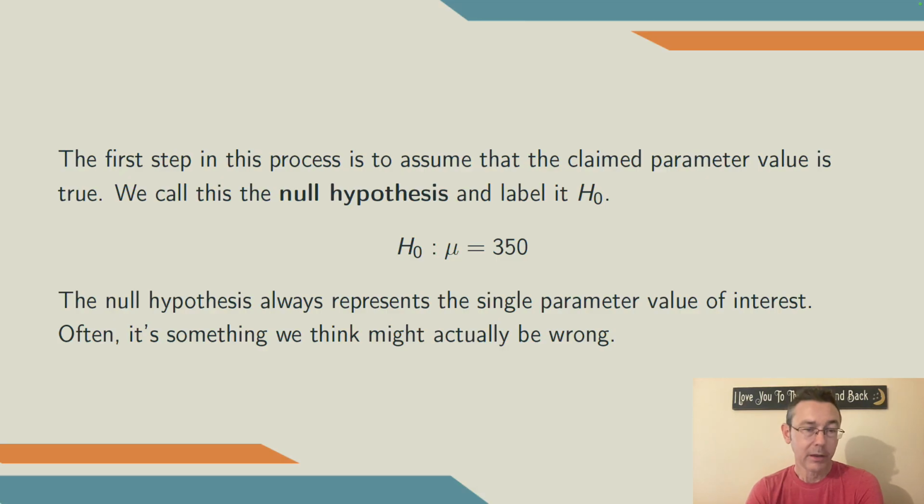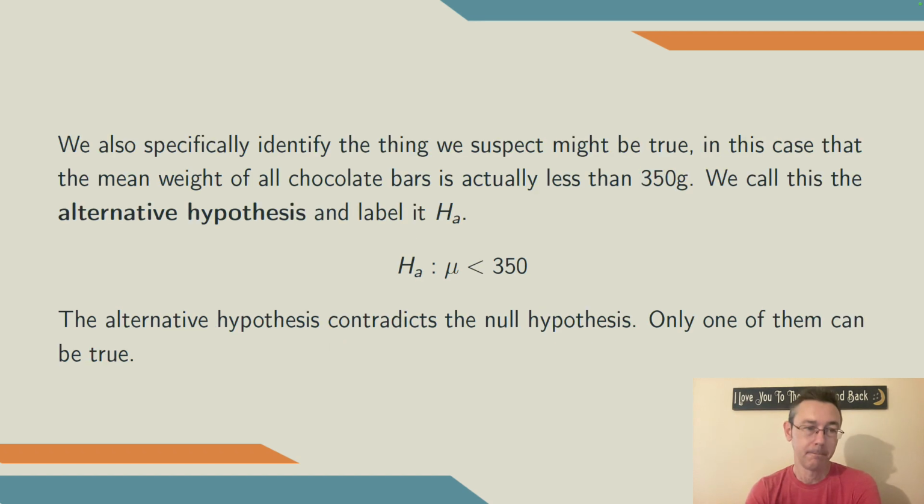The first step in this process is always to assume that the claimed parameter value is true. And we call that the null hypothesis, labeling it with a capital H sub 0. So in this example, the null hypothesis claim is that mu equals 350. More broadly, we might write mu equals mu naught. The null hypothesis always represents the single parameter value of interest. And oftentimes, it's a value that we have reason to suspect might not be true. And I think in that sense, this chocolate bar example is exactly typical.